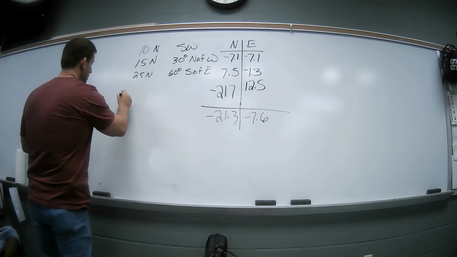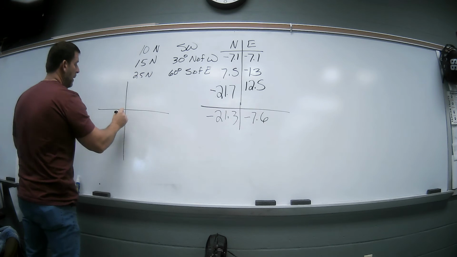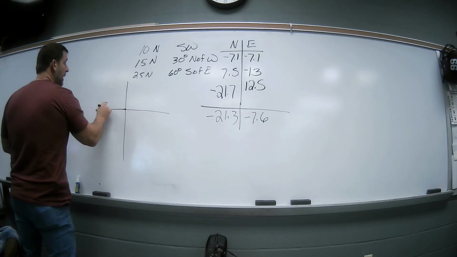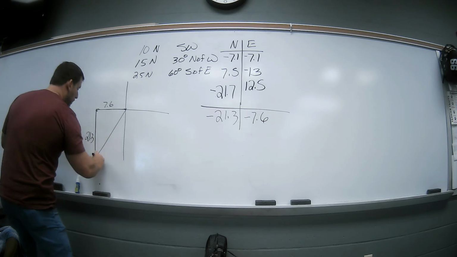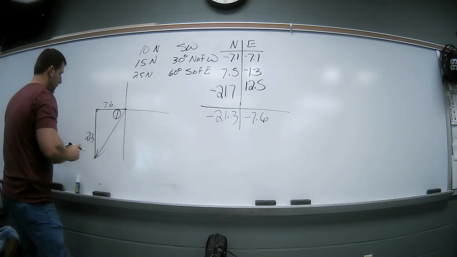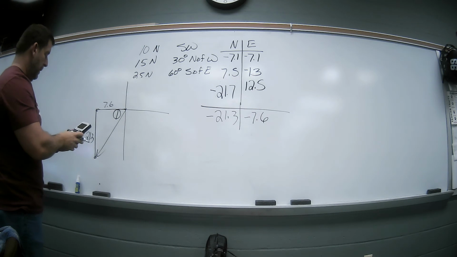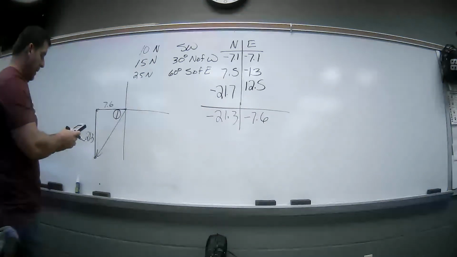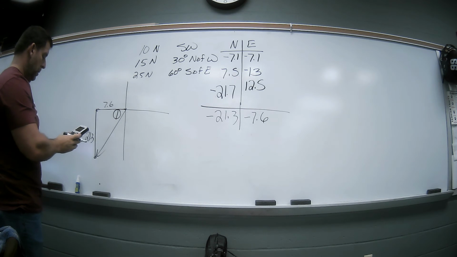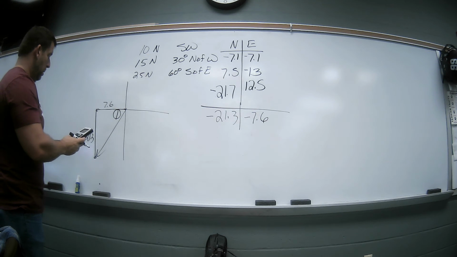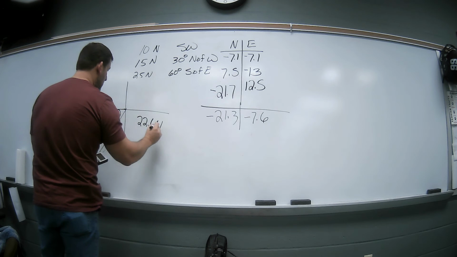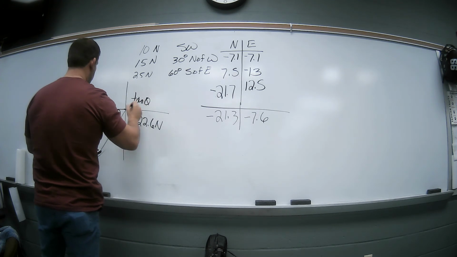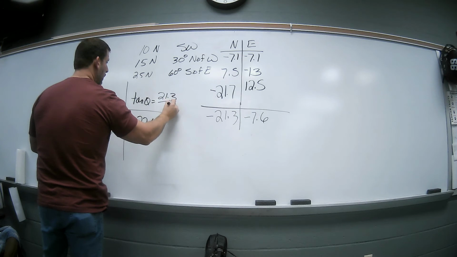I'm going to draw a picture. I'm going to the left 7.6, going down 21.3. Boom, this is my theta. And then I'm going to do the rest. You may want to silence this and work on your own here. I get 22.6 newtons. I'm going to do my tangent of theta is 21.3 over 7.6.